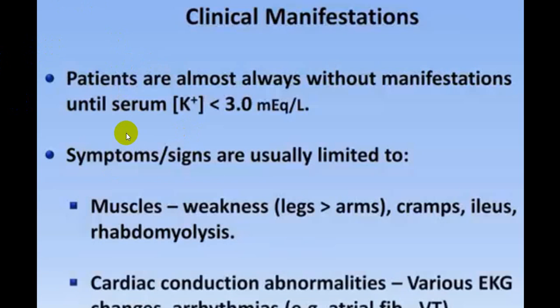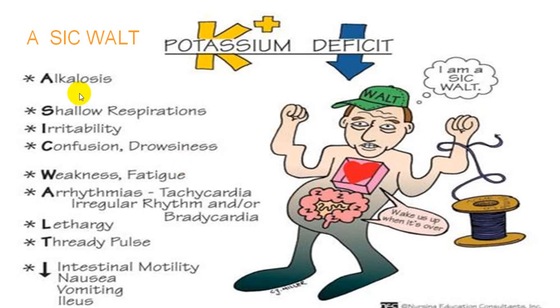So patients between 3 to 3.5 are usually asymptomatic. Once they develop symptoms, the muscular symptoms are weakness, mainly affecting the lower limbs as compared to the arms, cramps, ileus, rhabdomyolysis, and the person will start developing atrial fibrillation, ventricular tachycardia, ventricular fibrillation. You can remember whichever way you want.